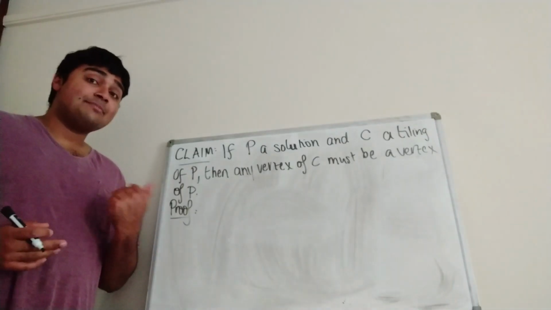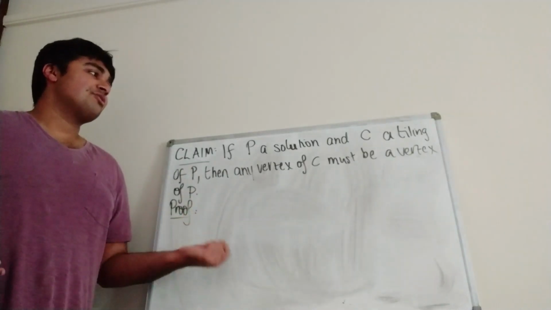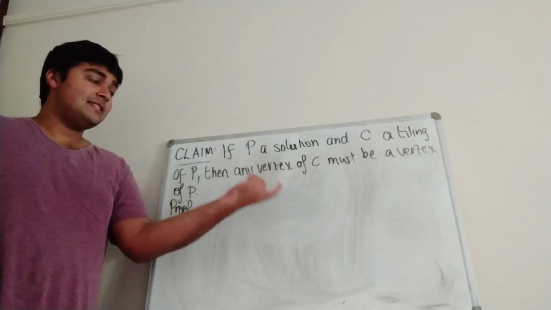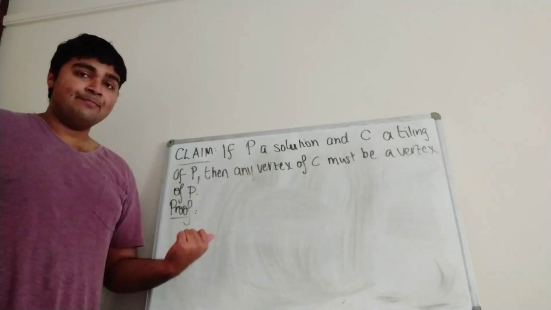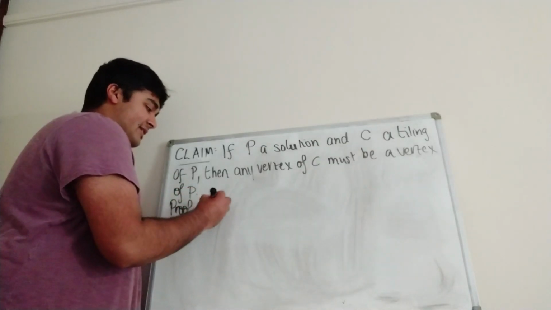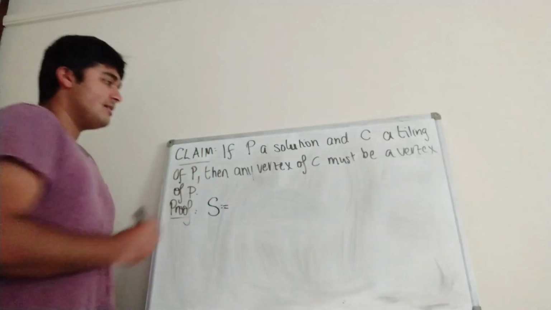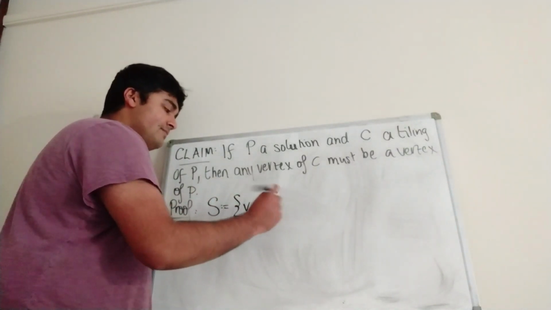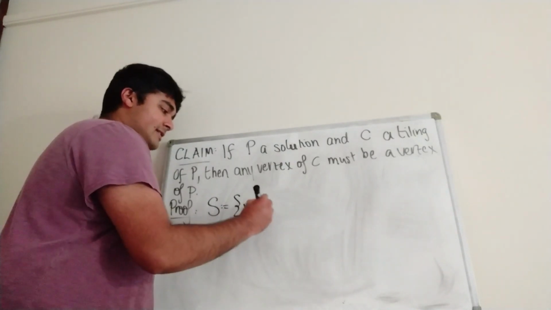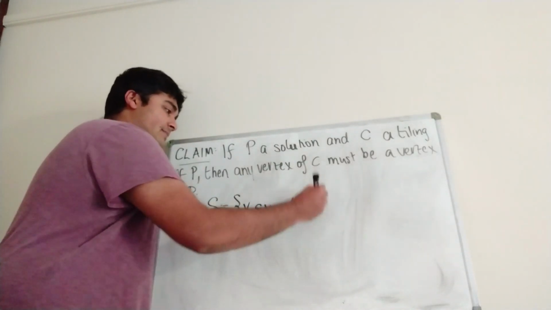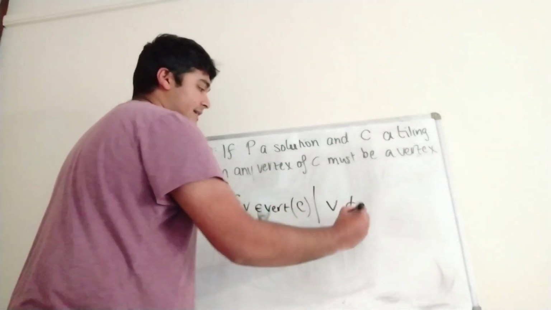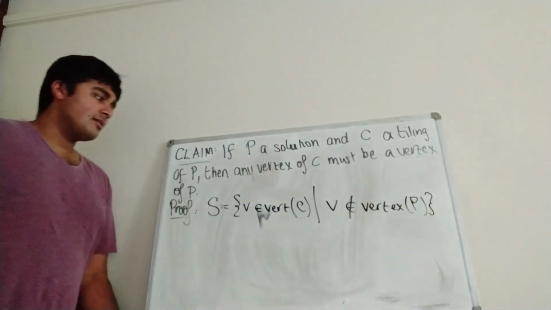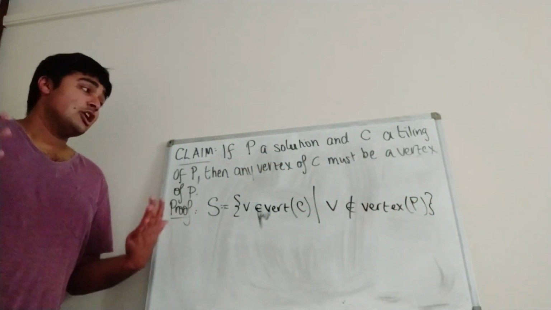Okay, so the way we're going to prove this is by contradiction. So we're going to suppose for contradiction there exists a tiling of P with at least one of the vertices of C not being a vertex of P. Okay, so then what we're going to do is let S be that set of vertices, and we're going to assume that S is non-empty. So S is going to be defined to be equal to the set of vertices V of C. So V, let's say, is a vertex of C, but V is not a vertex of P, like so. So something like this, and we're assuming for contradiction that S is non-empty.